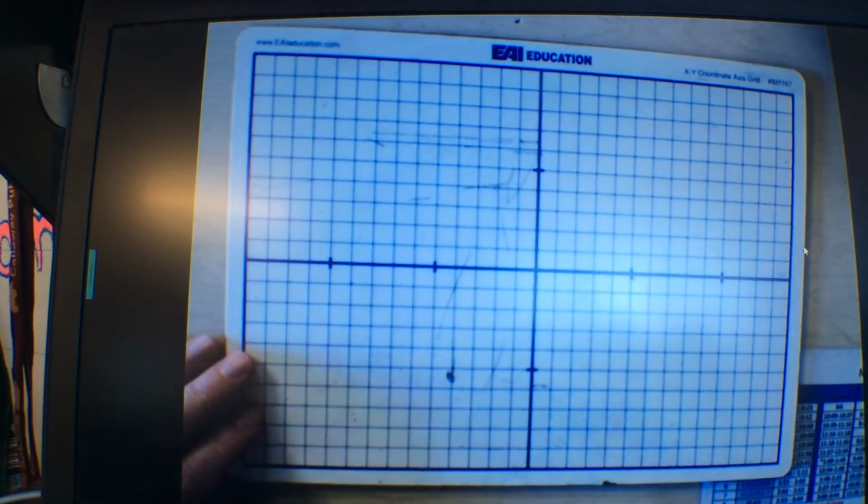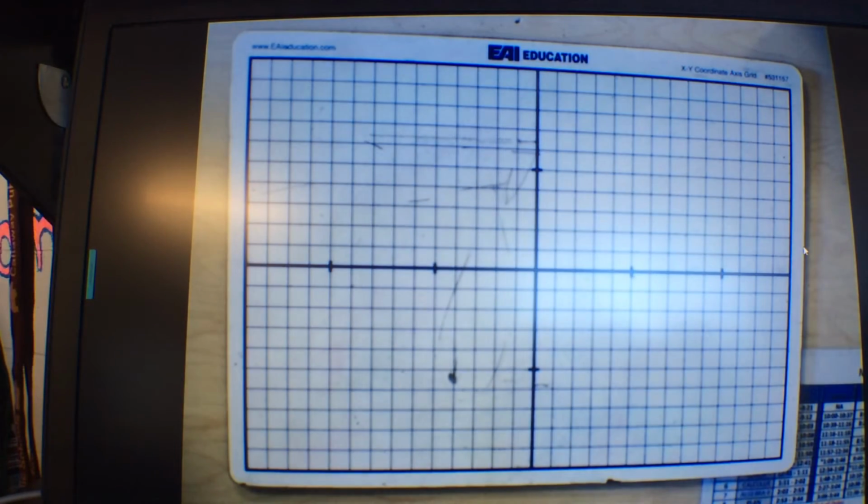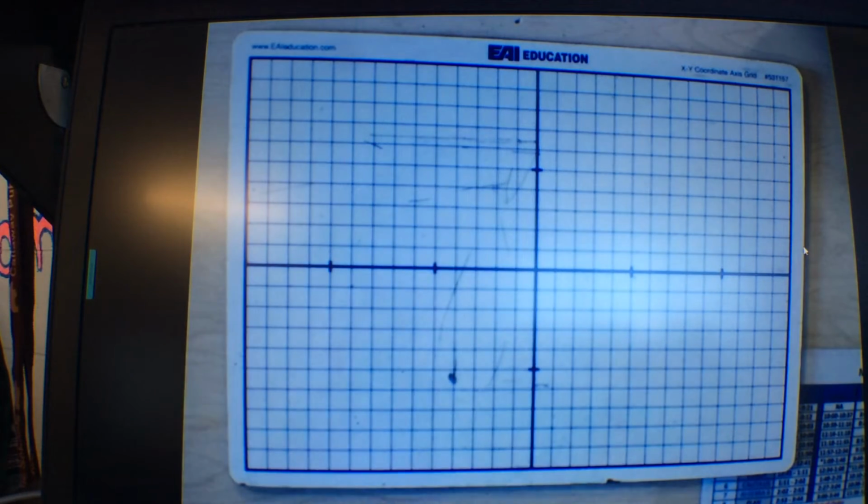Can I erase? All right. So the next thing is how do you do it if it's on a graph like this? Okay. And if you open your books to page 241, it's in the rotation section, page 241. Looks like this. I don't know, can you see this? It's the key rotations and the coordinates right here on page 241.